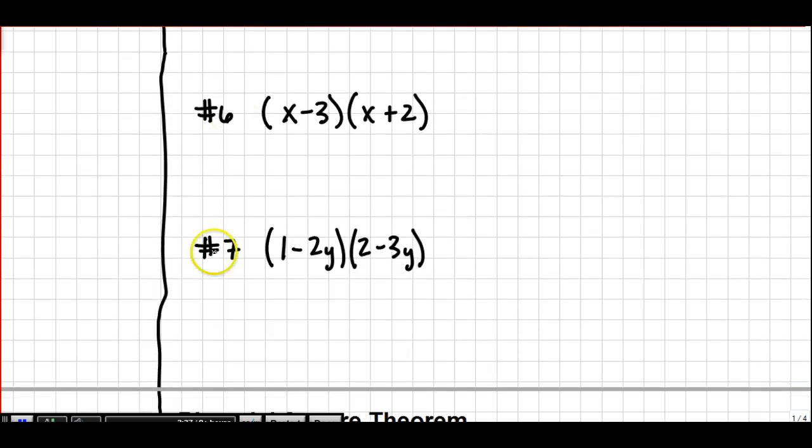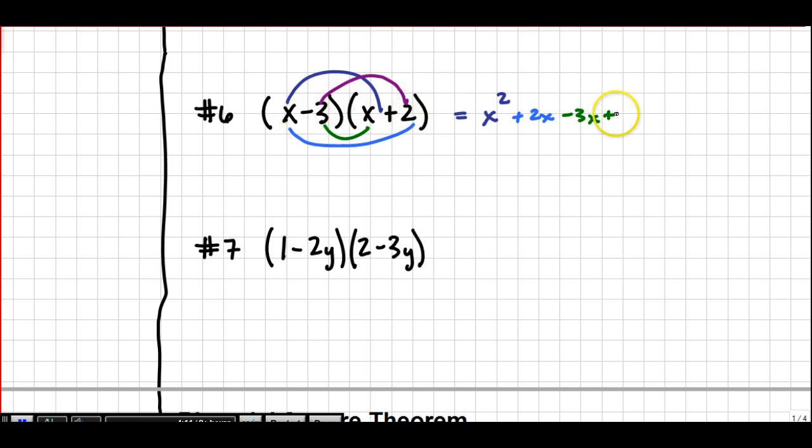I believe these are numbered the way they are because they do come from the homework. So I believe this is question number 6 in your homework, and usually the directions here will say to multiply or expand. So we're going to just do basic FOIL here. So I'm going to do the firsts, which is x times x, which is x squared. Outsides, which is x times 2, which is 2x. Insides, which is negative 3 times x, which is negative 3x. And the lasts, which is negative 3 times 2, which is negative 6.